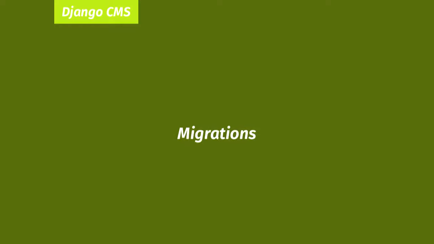Now, there is one really big advantage to the way Django CMS structures its plugins, and that's migrations. Because each plugin owns its own model, you can change the structure of your plugin down the track using the full power of Django's built-in migrations. In Wagtail, on the other hand, if the structure of your stream field blocks change, you're on your own.